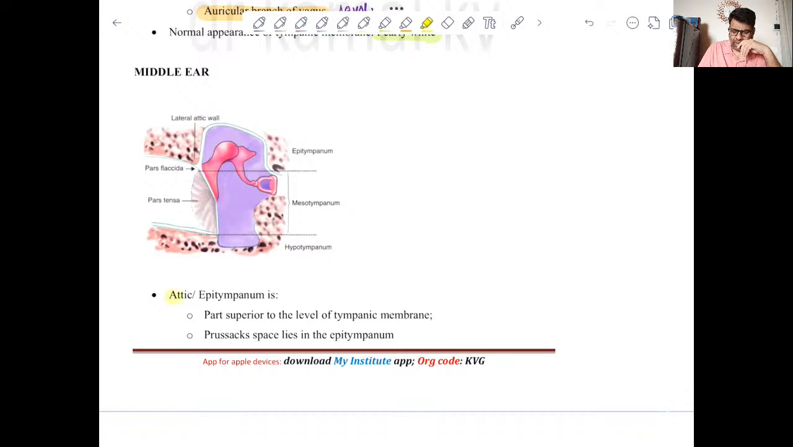Now epitympanum, which is also known as attic. Now I think all of you must be knowing what epi means. Epi means above. So above the level of tympanic membrane, this is all epitympanum. Similarly, hypo means low. So this is all hypotympanum. And the one which is exactly medial is mesotympanum.